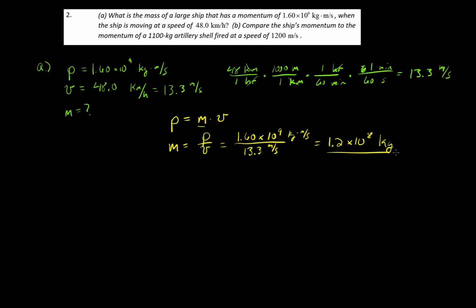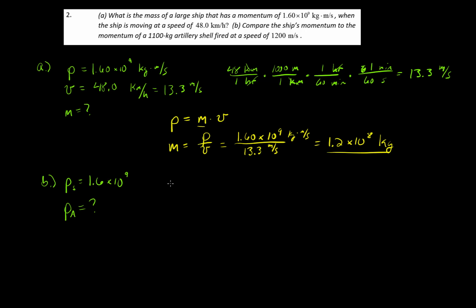And that's part A. In part B, we want to compare the momentum to the momentum of a 1,100 kilogram shell fired at a speed of 1,200 meters per second. One way of comparing is to just divide and get a ratio. So for B, we know the momentum of the ship, it's 1.6 times 10 to the 9th. And what we want to find is the momentum of the artillery shell.